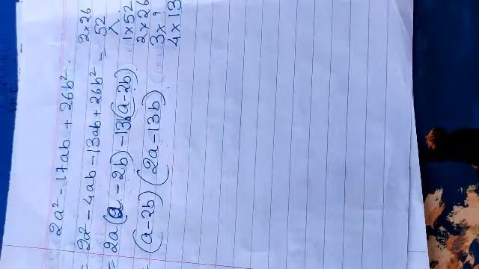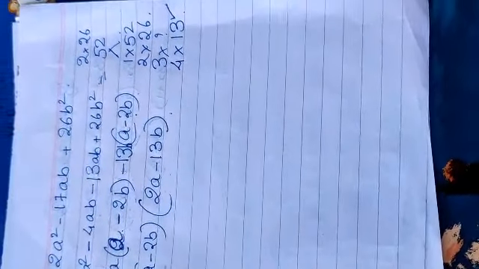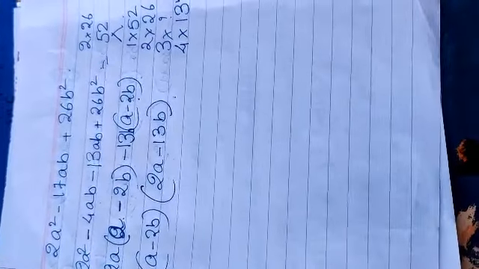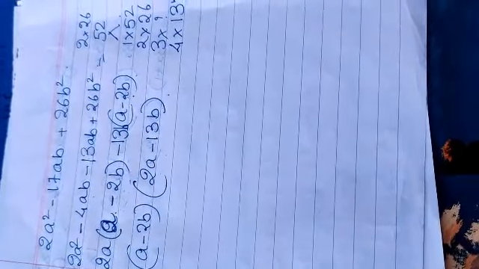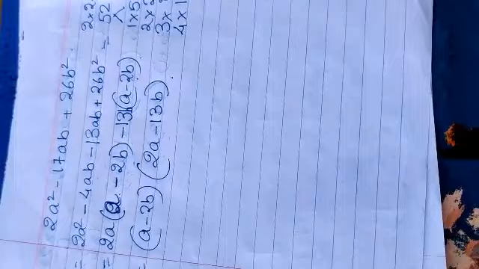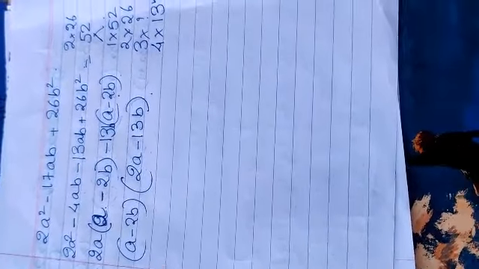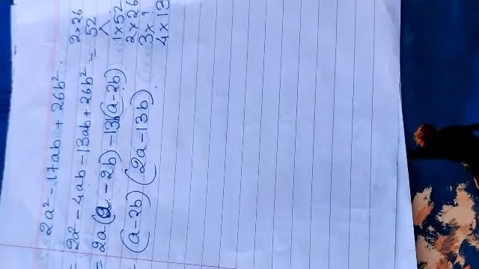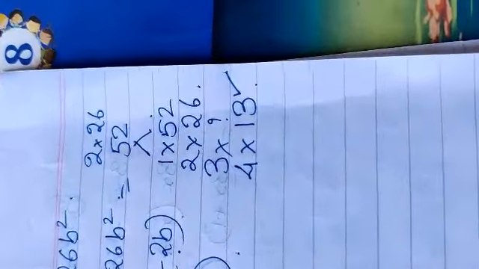Now here we have 2a square minus 17ab plus 26b square. We know our first and last term is 2 and 26. So 2 into 26 gives us 52. We find out the factors.